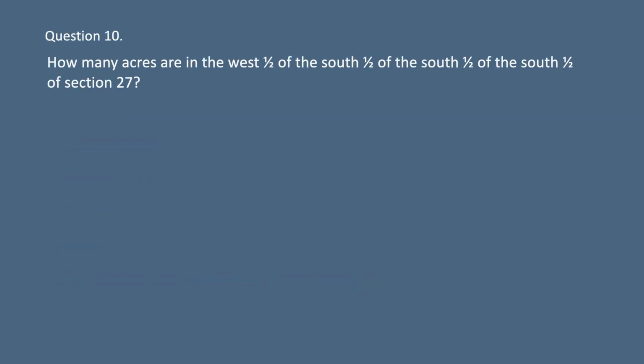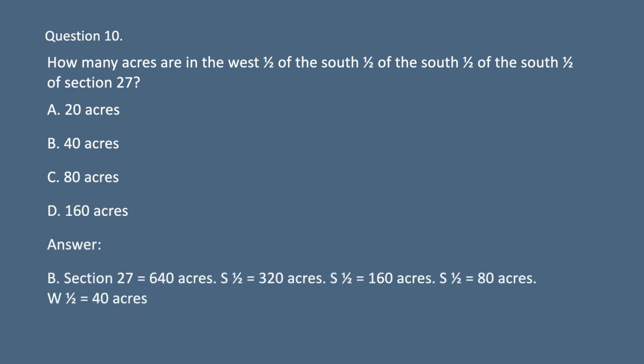Question 10. How many acres are in the west half of the south half of the south half of the south half of section 27? A. 20 acres. B. 40 acres. C. 80 acres. D. 160 acres. Answer: B. Section 27 equals 640 acres. S half equals 320 acres. S half equals 160 acres. S half equals 80 acres. W half equals 40 acres.